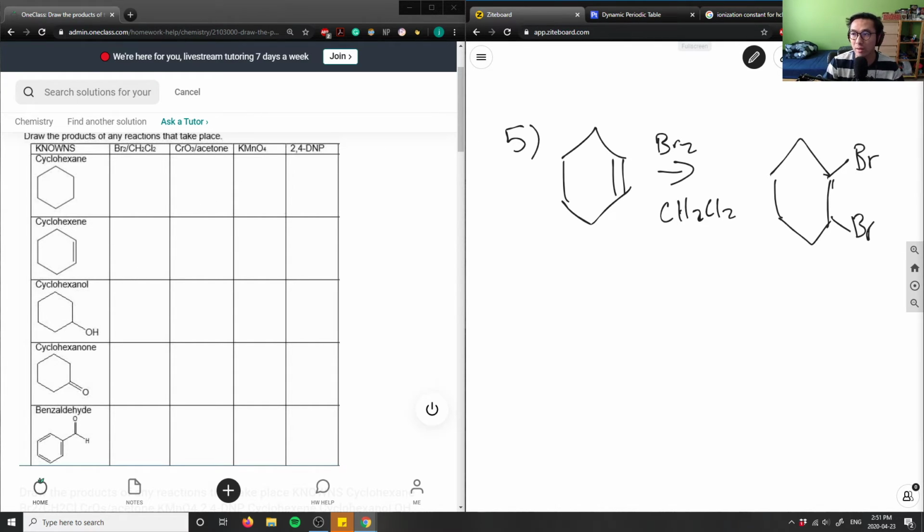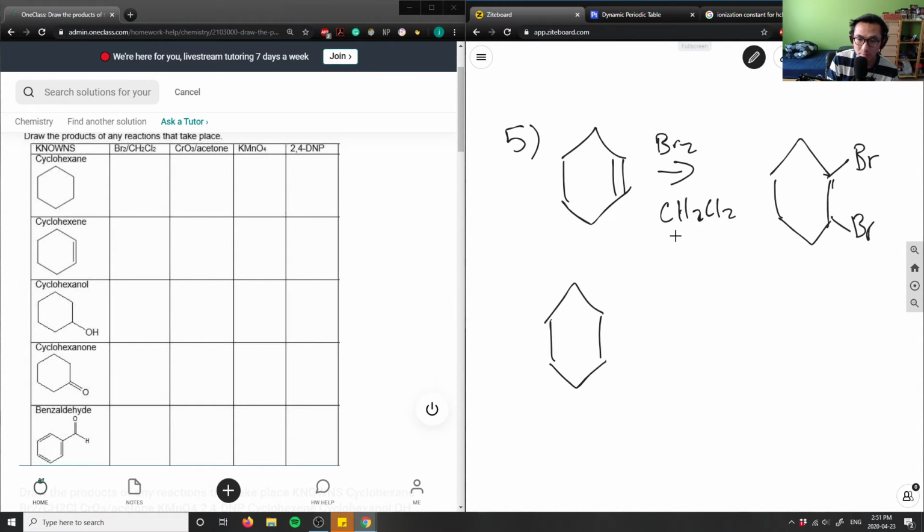Again, CrO3, chromium trioxide, and KMnO4 would just be basically oxidation reactions here. And again, I don't have an alcohol group here. With 2,4-DNP, again, I don't have a carbonyl group here, so I won't get a reaction here. So that's cyclohexene. Let's look at cyclohexanol.